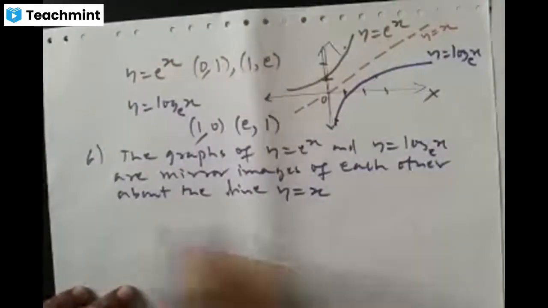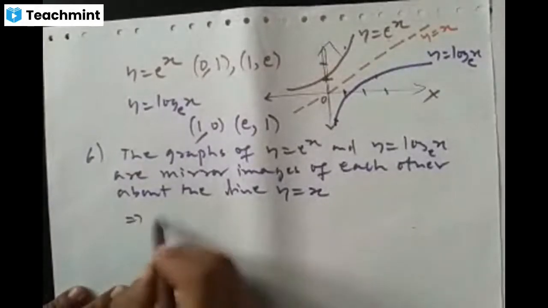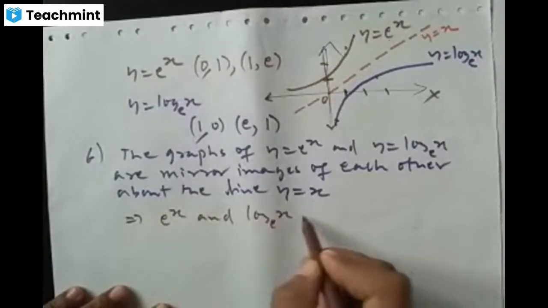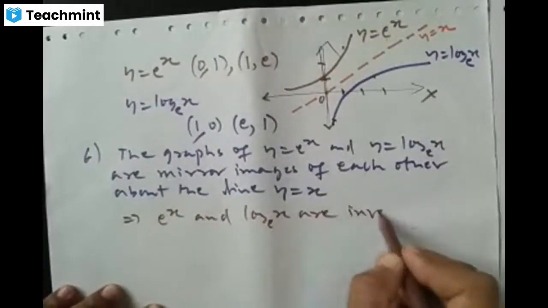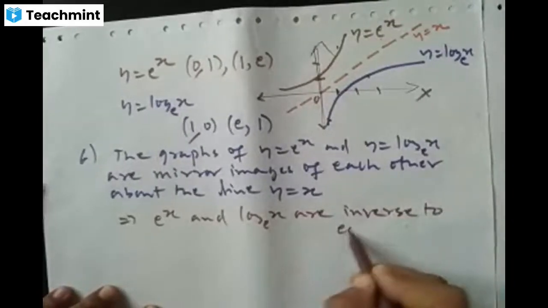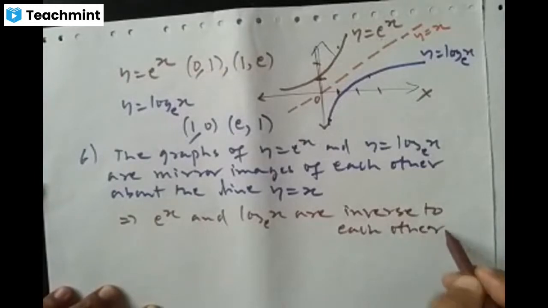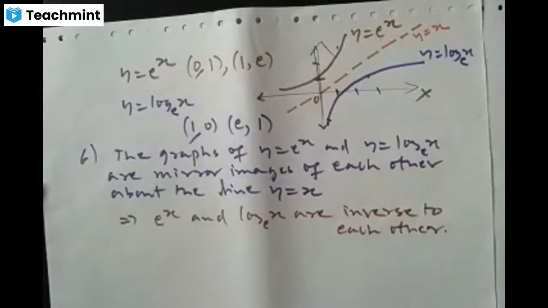So this implies e power x and log x to the base e are inverse to each other. You have to remember that the exponential function and the logarithmic function are inverse to each other. Next we shall move on to properties of logarithm.